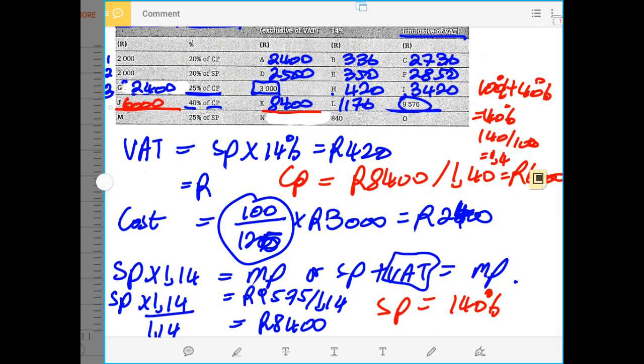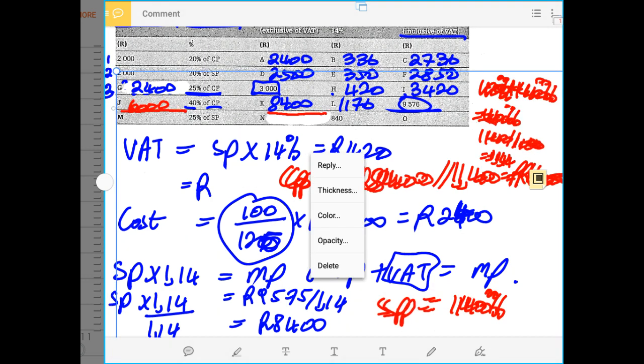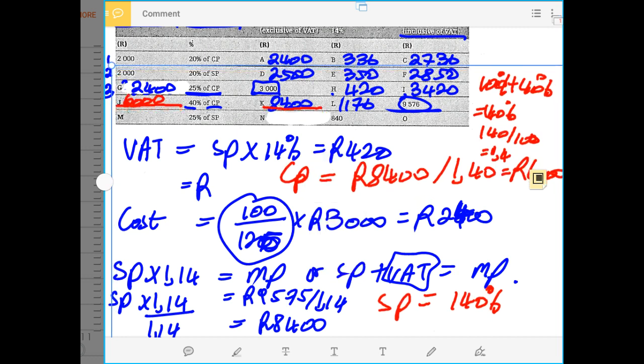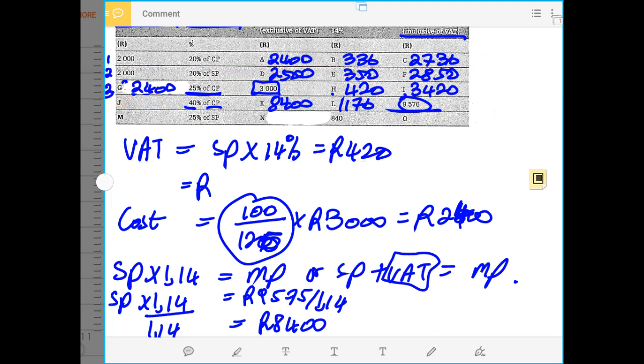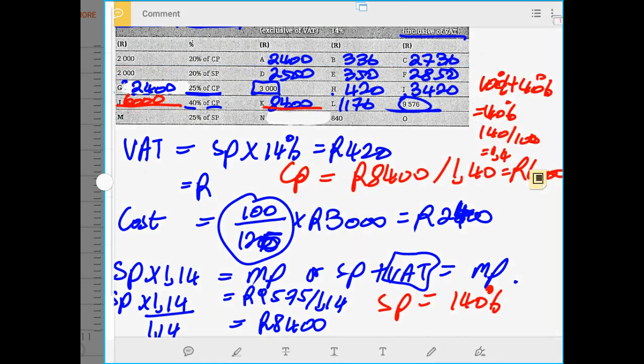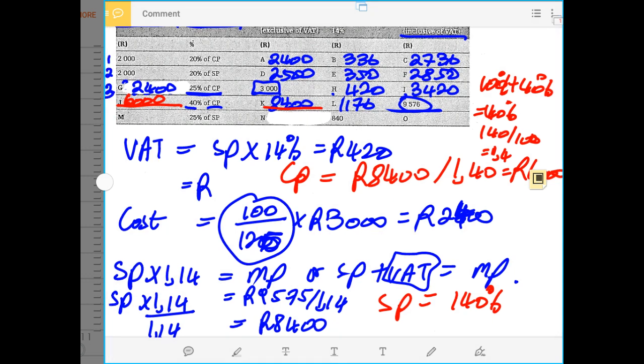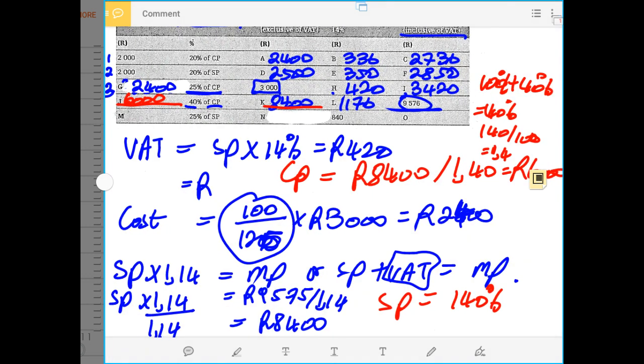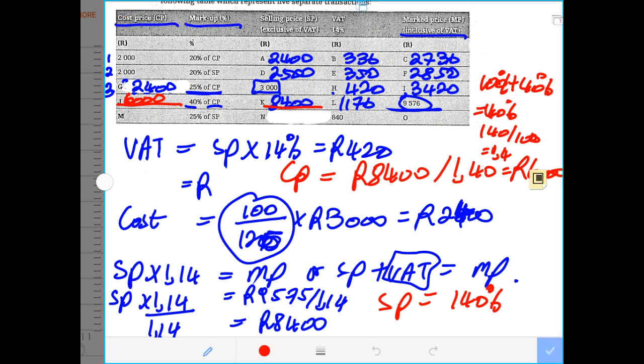The last one, which is number 5. Number 5 is the last one, and in that number 5 we are given alphabets once again. Under cost price, there is a question mark. And our markup percentage is 25% of the selling price.